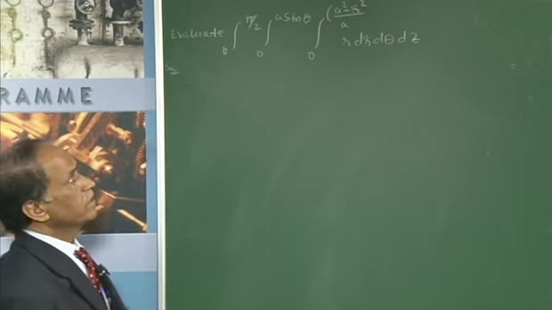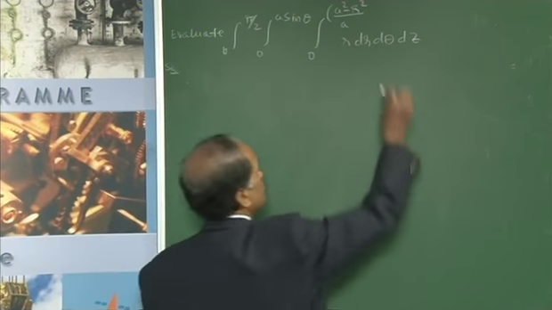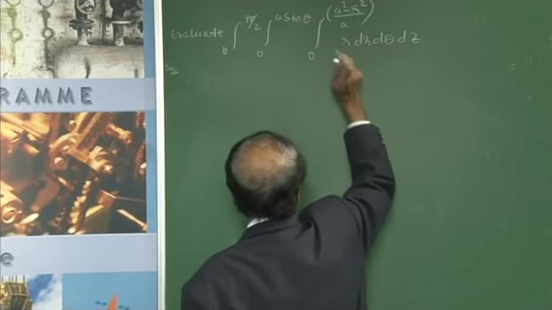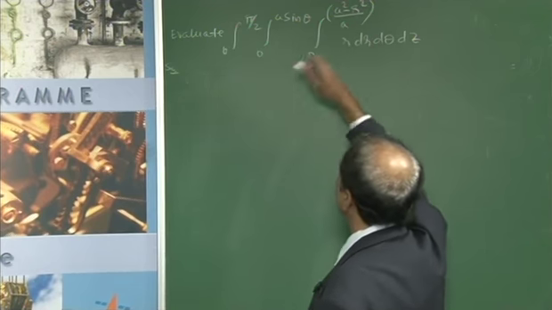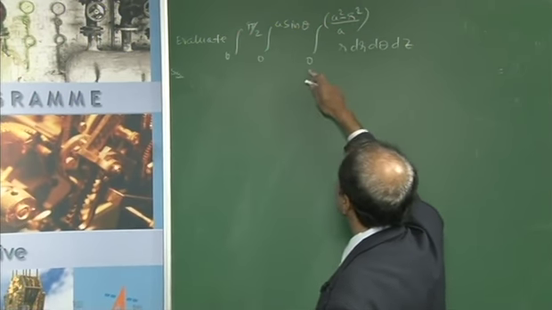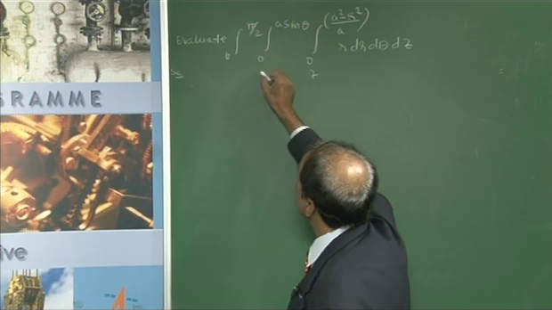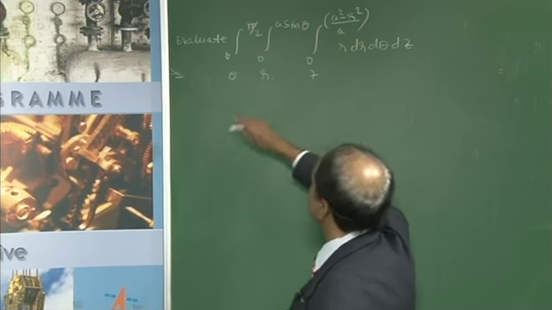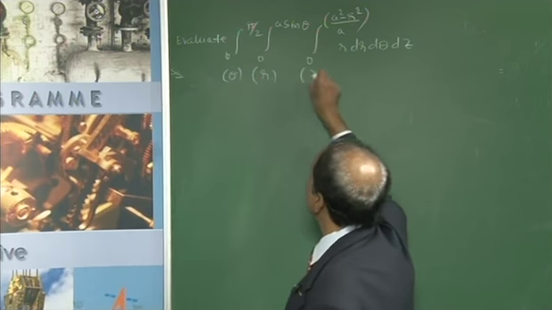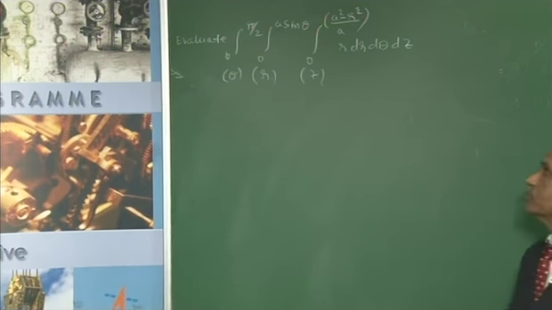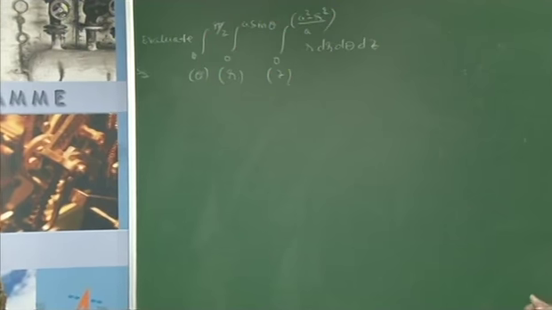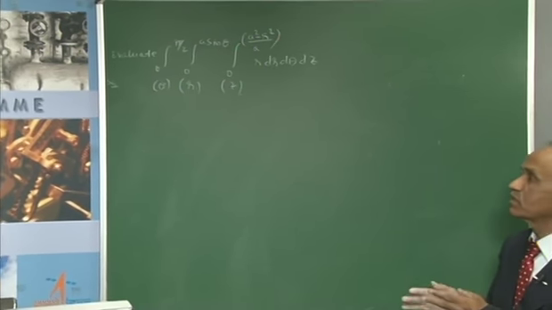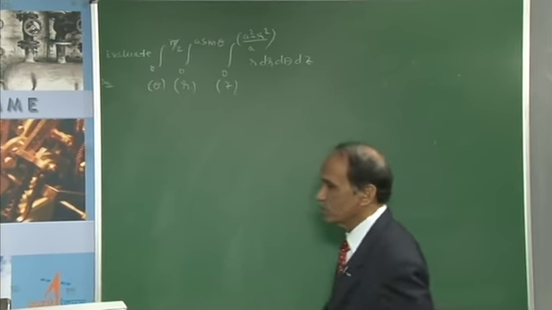In this sample you cannot choose the innermost integration with respect to r, because r is already given in the limits, so you can go for z, and then you can go for r, and then you can go for theta. This should be the order. So first you must integrate with respect to z, second with respect to r, third with respect to theta.